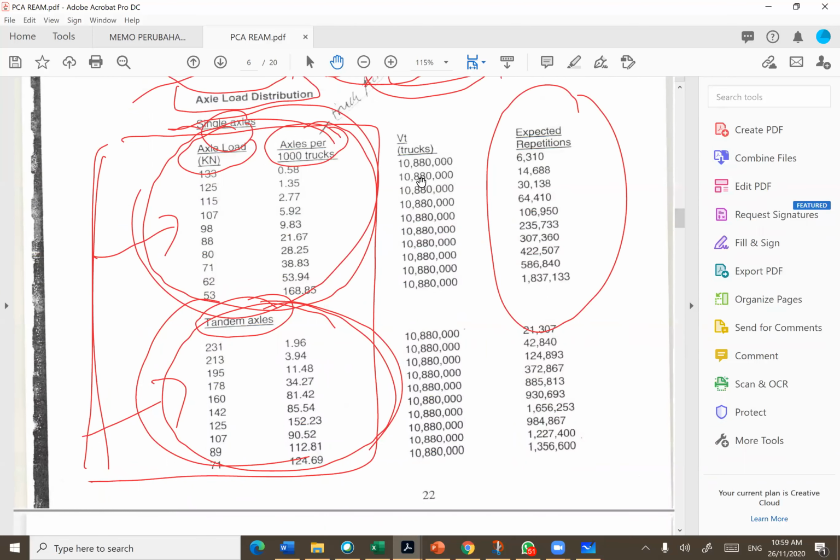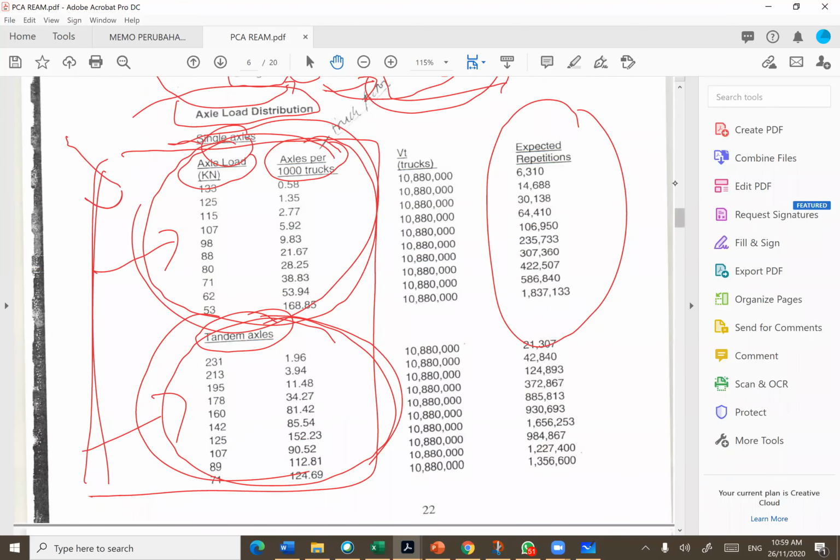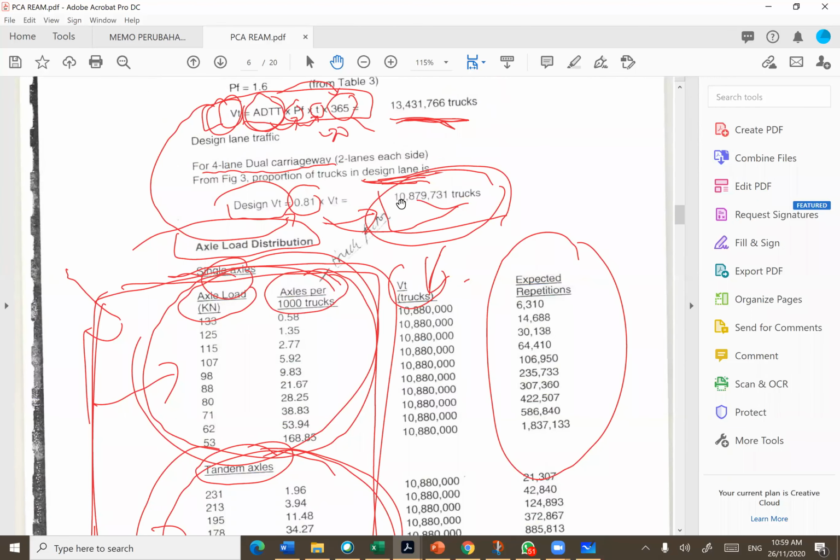Once you have this single axle and tandem axle ready, this one you calculate from the traffic volume. The VT you calculate from the traffic volume. They got about 10,008,000, so they just round it up to 10,880,000.